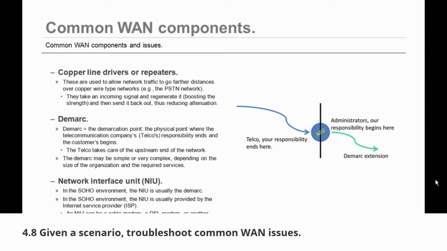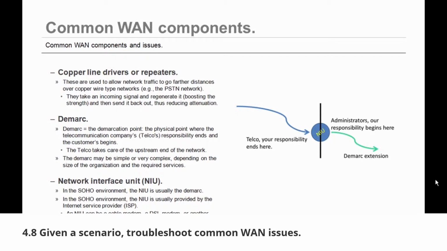Common to all WANs is the Demarc. Demarc stands for the demarcation point. This is the physical point where the telecommunication company's responsibility ends and the customer's begins. The telco takes care of the upstream end of the network, and the customer takes care of the downstream end of the network. The Demarc may be simple or it may be very complex, depending upon the size of the organization and the required services.